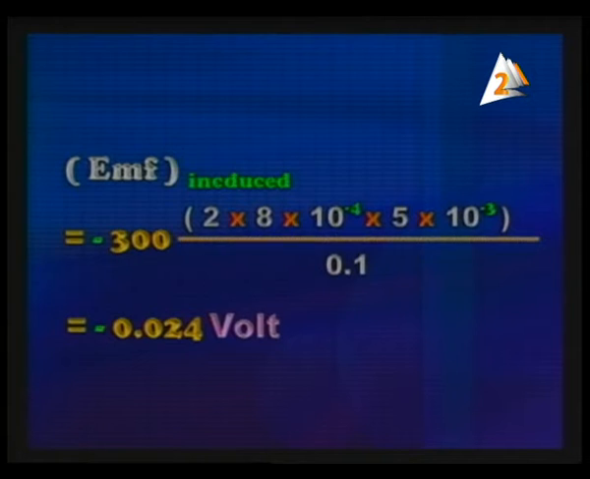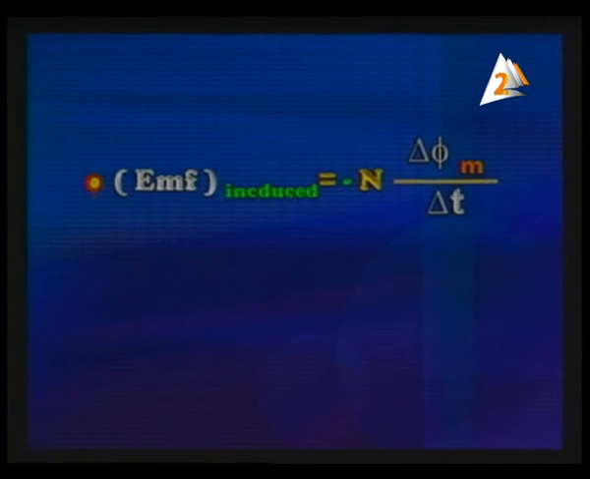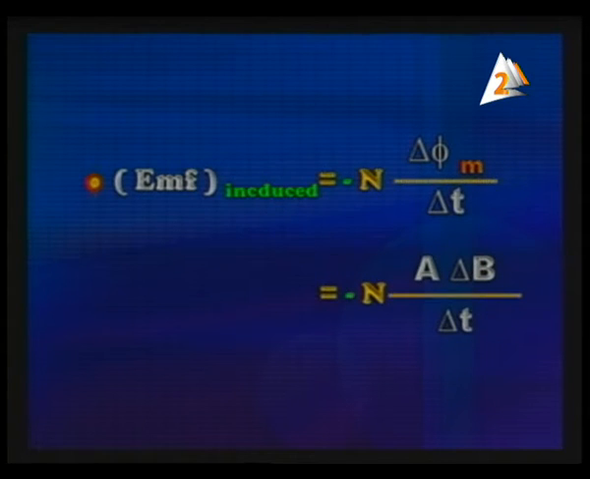Okay, and what about when the magnetic flux density through the coil is increased from 5 to 9 times 10 to the power of negative 3? Once again, same formula. EMF equals N delta phi magnetic over delta t, delta phi magnetic equals A delta B over delta t.